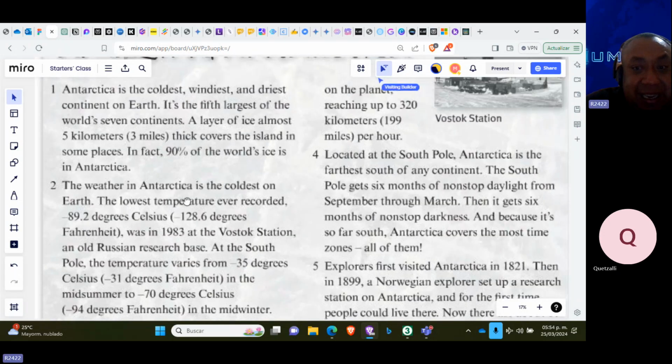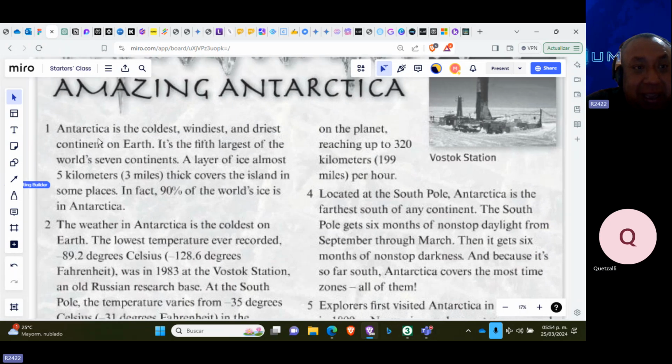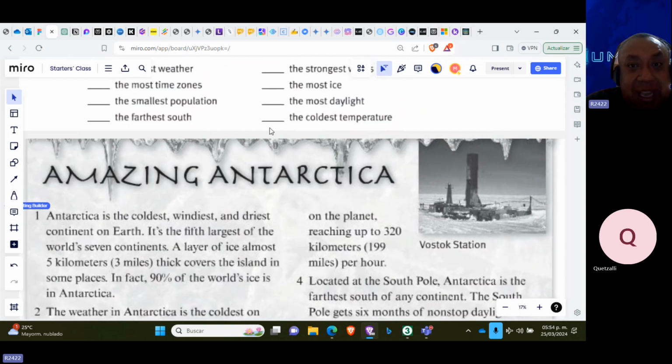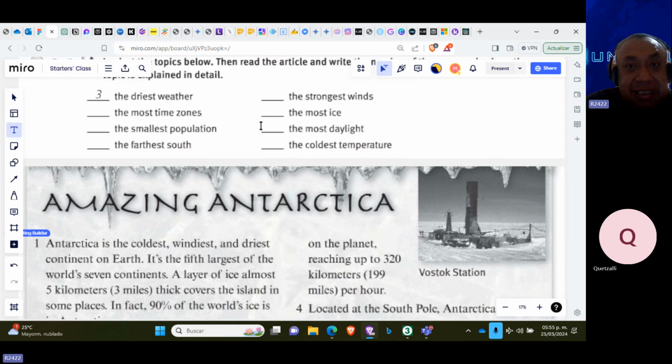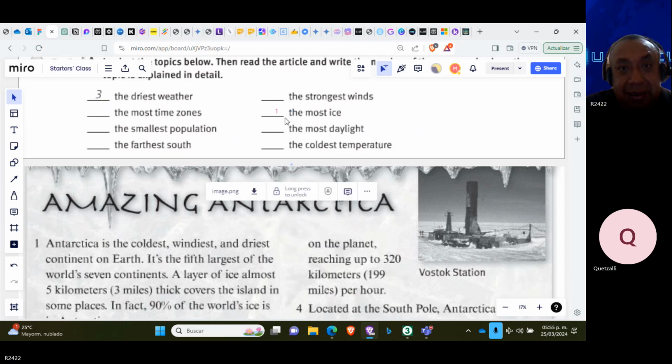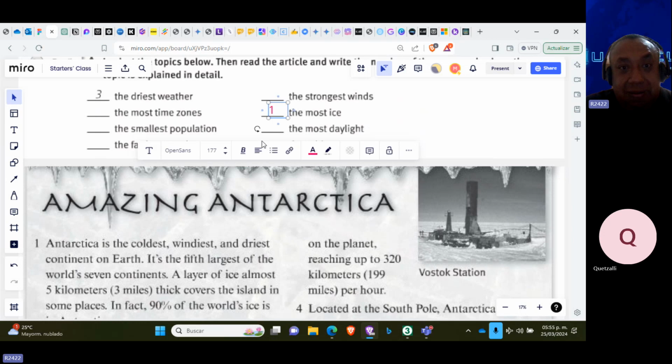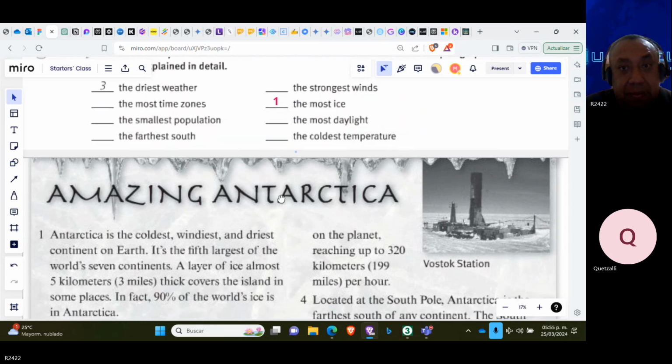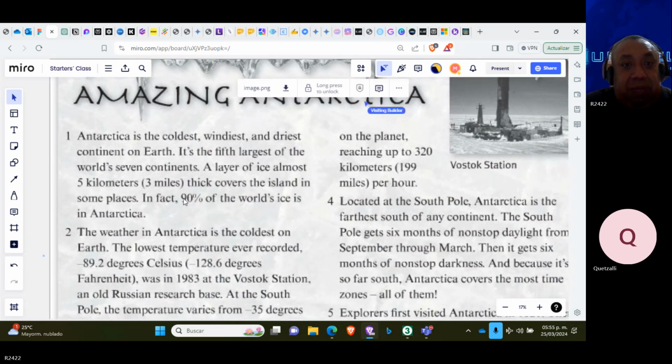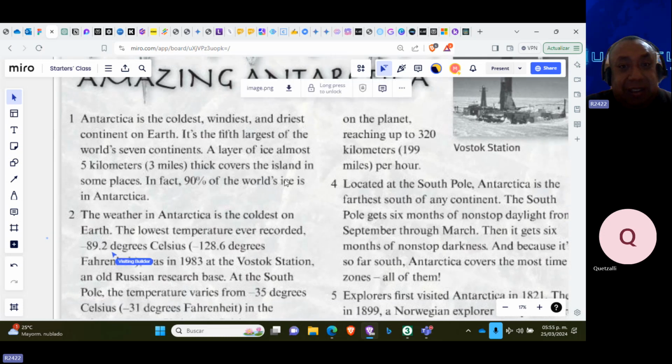Number one, Casali, is this one. This one is the most ice. This is number one, for example. Number one, the most ice. Good. Because it says a layer of ice almost 5 kilometers, 3 miles thick, covers the island.